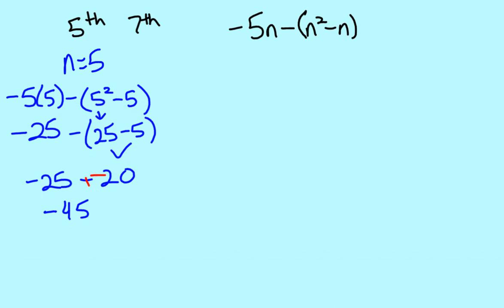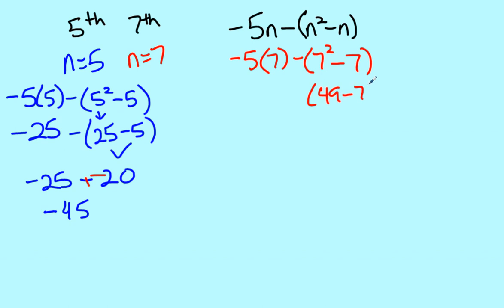So now we're going to do the same thing again, except now instead of n being 5, n is going to be 7. So we do the same thing. So -5 times 7 minus 7 squared minus 7. Then we just work it out. Let's actually do the parentheses first, so I make it seem like I'm listening to my Aunt Sally. This is 49 minus 7, which is 42. So minus 5 times 7. We'll just bring this down. So -5 times 7 is -35 minus 42 more.